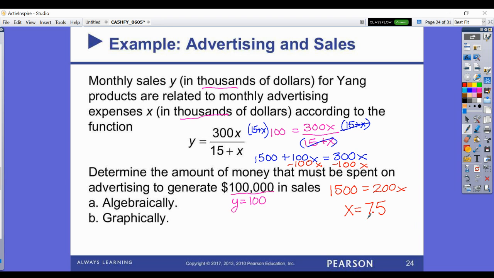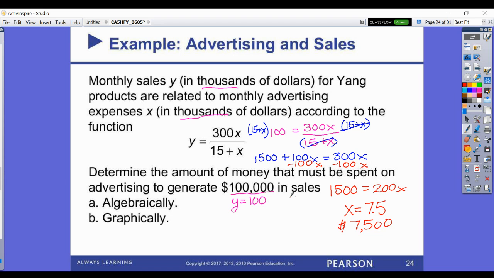Now, what does that mean in the context of this problem? It means my expenses in thousands would be 7,500. 7.5 thousand is 7,500. And that would be dollars spent on advertising to get 100,000 in sales. That's how that works algebraically.